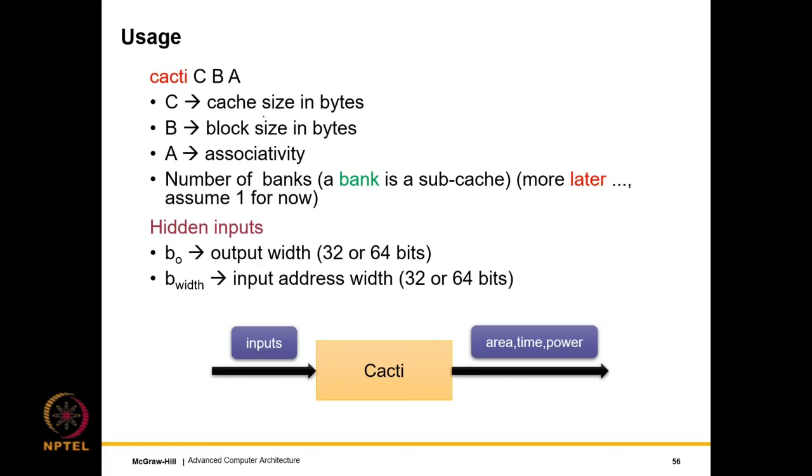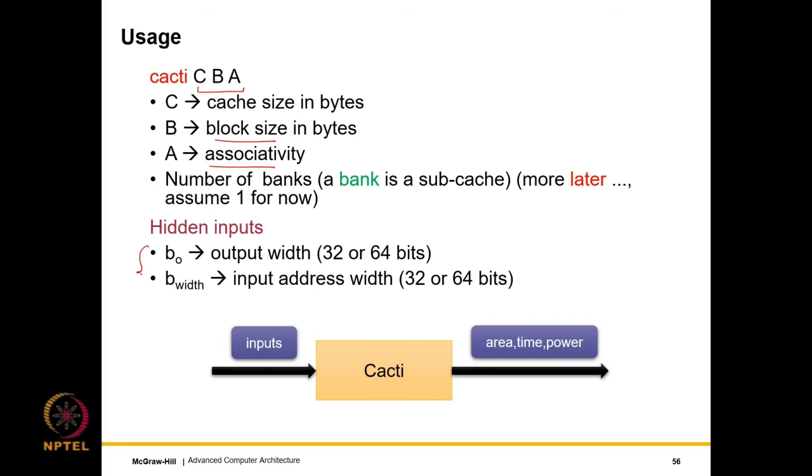So the Cacti tool famously takes 3 inputs primarily. They are called the ABC inputs. The order in which they are given to the tool is reversed: C, B and A. C is the cache size in bytes, B is the block size in bytes, and A is the associativity. Then there is another parameter that can be provided. It is the number of banks. A bank we can think of as a sub cache, but we'll discuss more later.